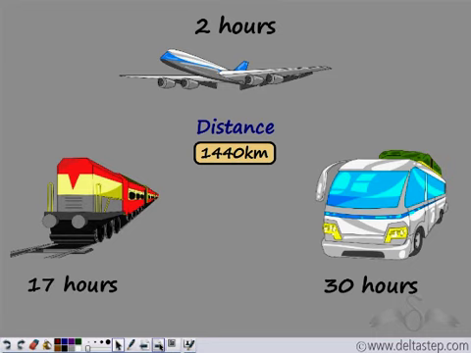So what do we say? We say that plane is the fastest because it takes the least time. Train takes a higher time than plane, but a lesser time than bus. So train is faster than bus, but slower than plane. So in essence, what are we trying to say? We are trying to say that the transport which takes lesser number of hours is faster.